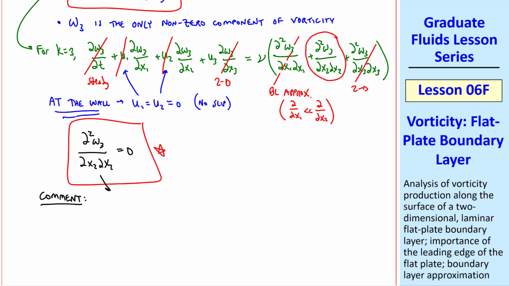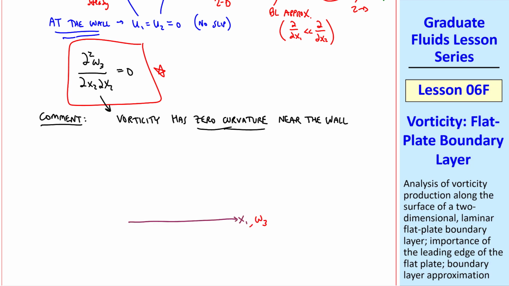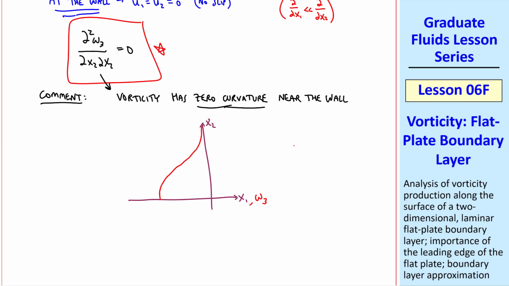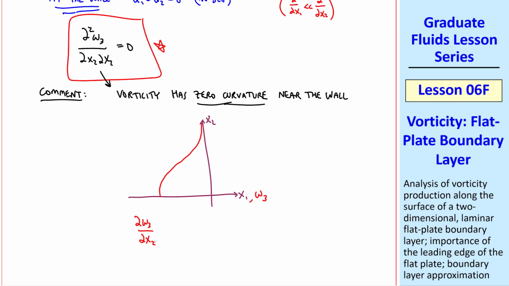I comment that this second derivative implies that the vorticity has 0 curvature near the wall. So in our vorticity profile, where we plot omega 3 as a function of x2, and it looks something like this, we not only know that ∂ω3/∂x2 equals 0 at the wall, in other words, there's no slope, but we also know that the curvature at the wall is also 0. Recall from your math class that 0 curvature means constant slope, but it turns out that that constant slope is actually 0 slope, which is the whole reason why vorticity is not produced at the wall.